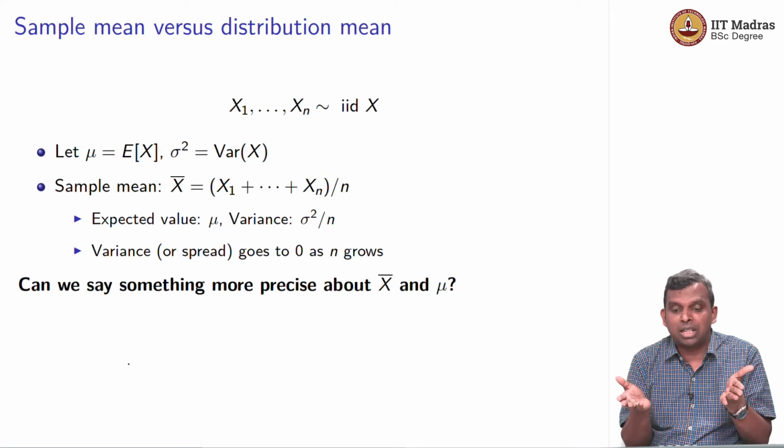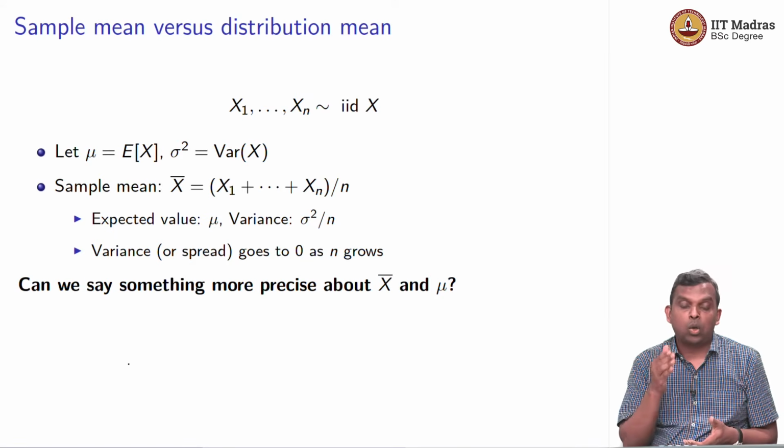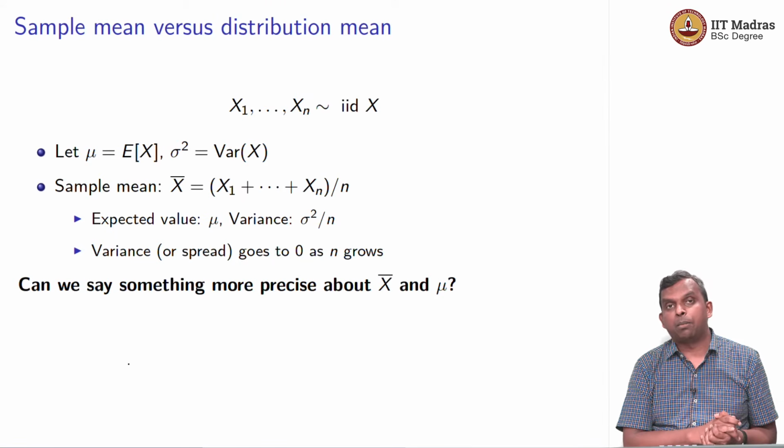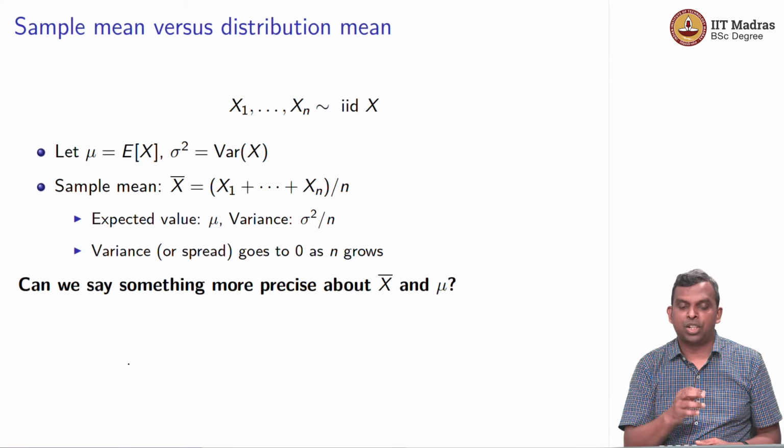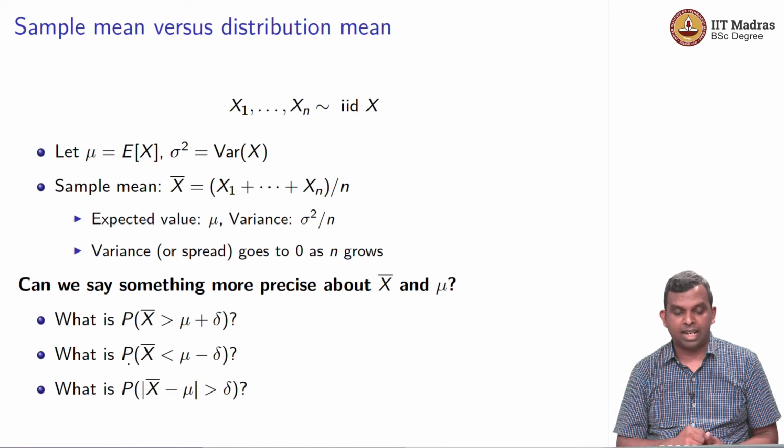It's a very natural question. You have to quantify it. How do you go about quantifying how close you expect x bar and mu to be, as a function of n and of other distribution parameters? Important question, isn't it? Let's try and answer that.